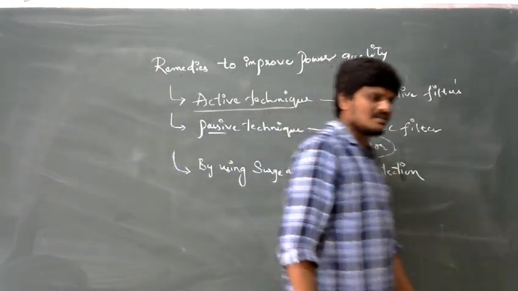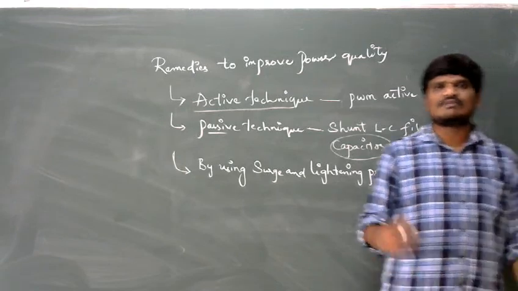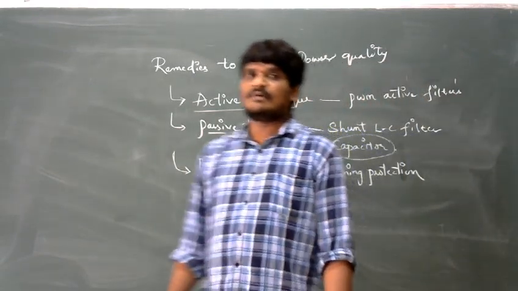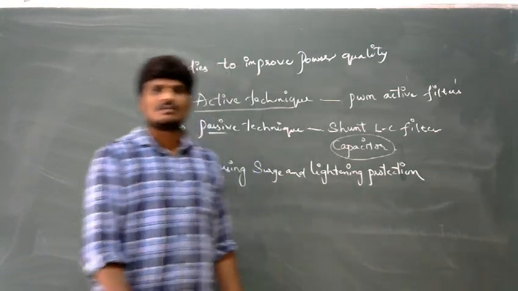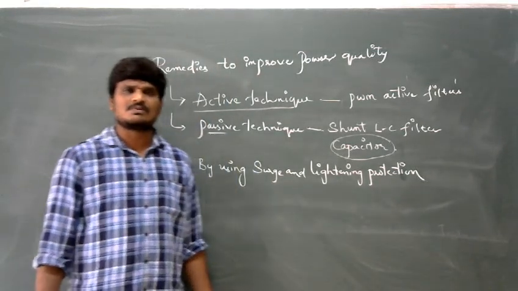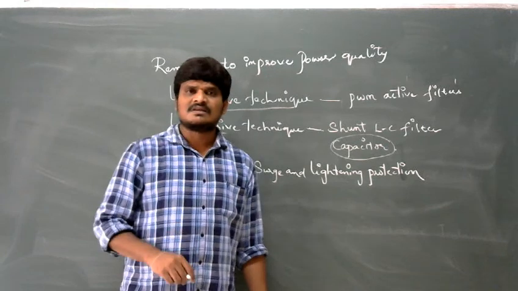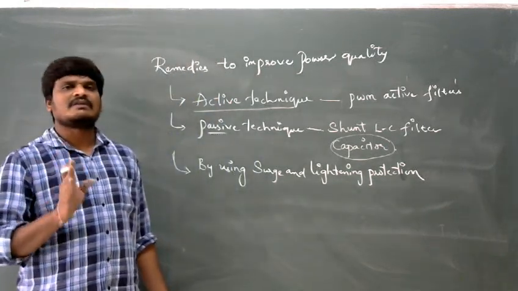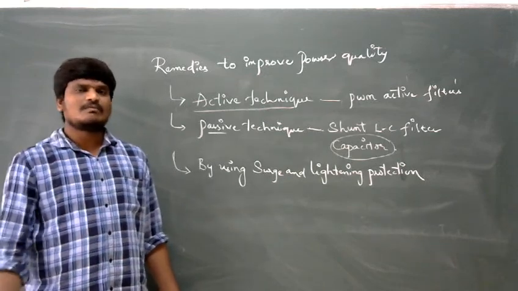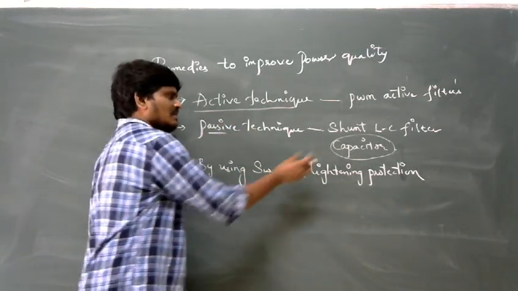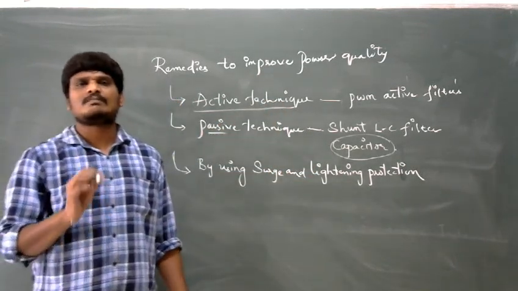So there may be a chance of occurrence of surge with the help of lightning strikes, or there may be a chance of having a system generated surge. There will be two types of surges in general. One is lightning surge, and another is system generated surges. In order to reduce the effect of surge and lightning, I need to provide certain protection. So by providing that protection for surge and lightning also, I can improve the power quality.